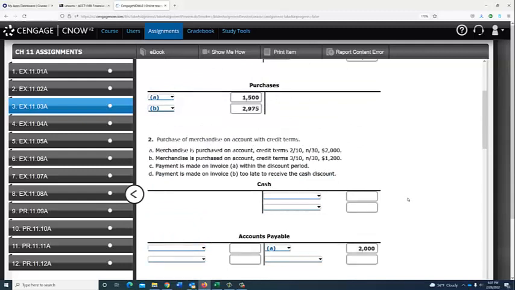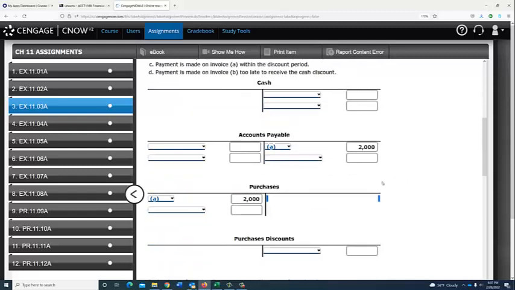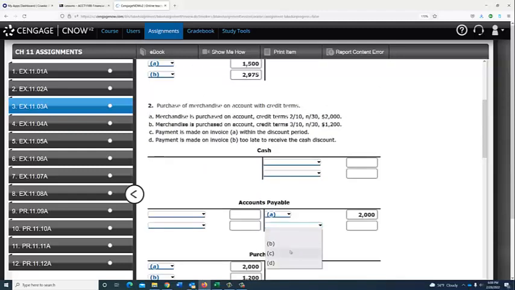On B, merchandise is purchased on account, credit terms 3/10 net 30. So I'm going to enter that purchase now. And I think that was 1200. On C, payment is made on invoice A within the discount period. Okay, so at the point of payment is when you record the cash discount, and it goes in an account all its own. It goes into the purchase discount account.